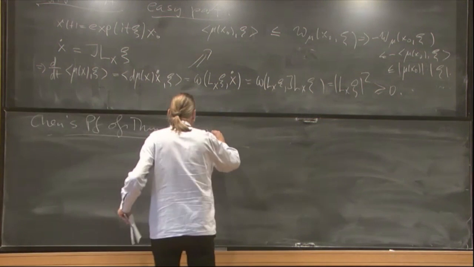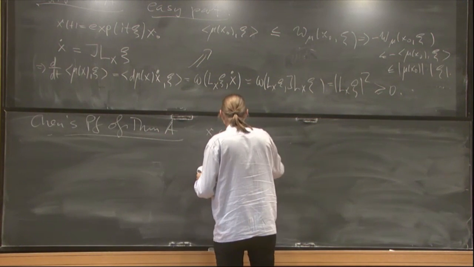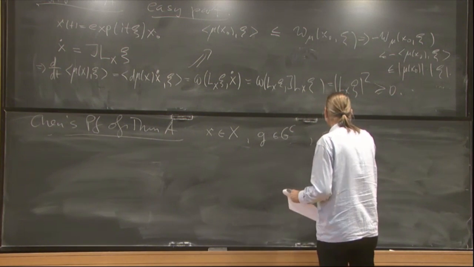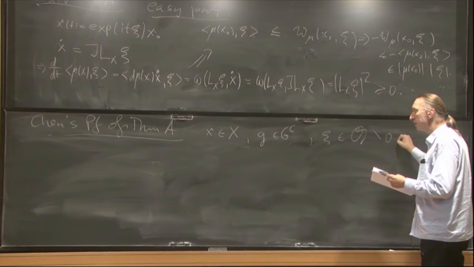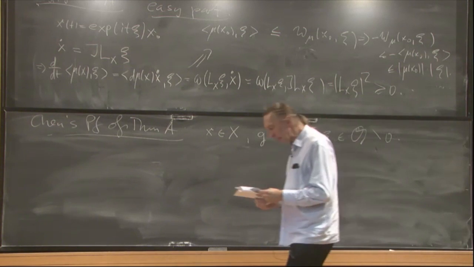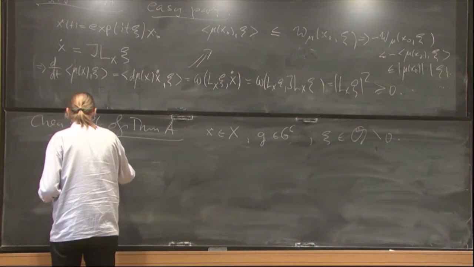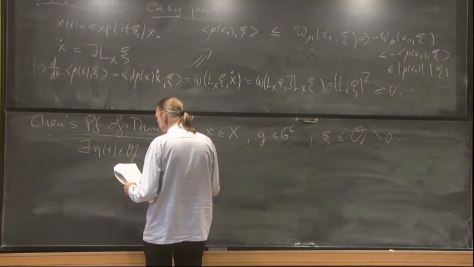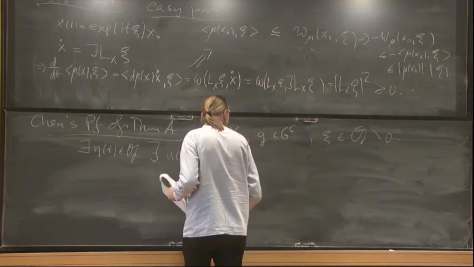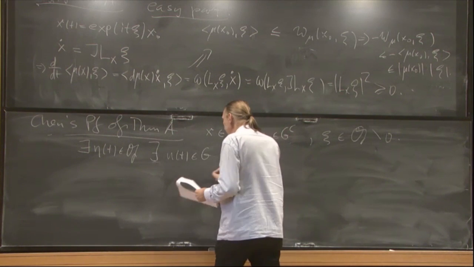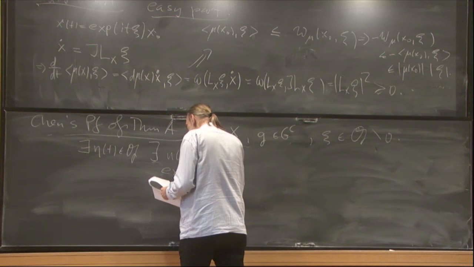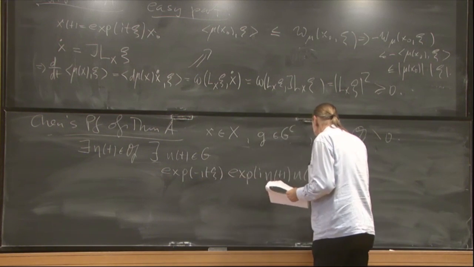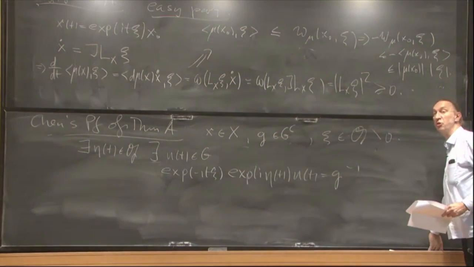Okay, so let's take a point x in X, but now we also have the element g in G^C, and then we have xi in the Lie algebra g minus 0, so also no lambda condition here. And then the formula says there exists an eta of t in the Lie algebra, and there exists, just by definition of the complexified group essentially, a u of t in G, so that, let me write the formula like this, exp of minus I t xi, exp of I eta of t, u of t, is equal to g inverse. So now let me draw you a picture to this formula.